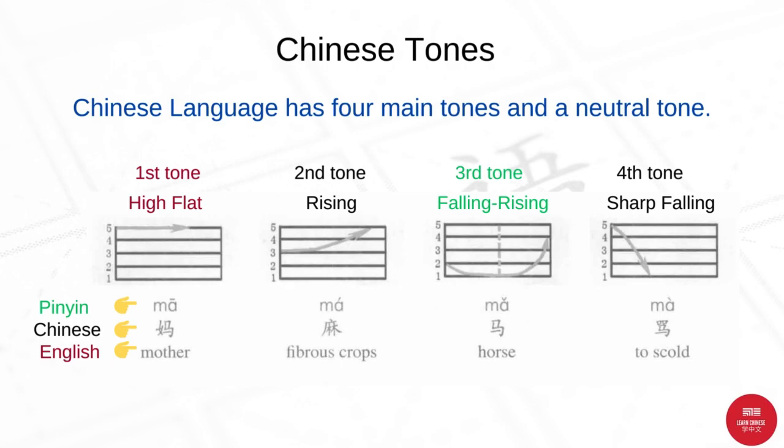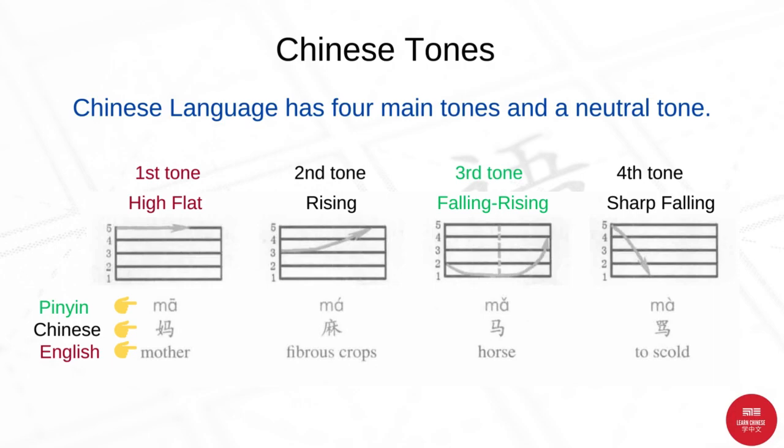Now, after these initials and finals, the sound comes with the tone. Let's see the Chinese tones. The Chinese language has four main tones and a neutral tone. Here, four diagrams represent the four tones. The first tone is known as the high flat tone. The second tone is known as the rising tone. The third tone is known as the falling-rising tone. The fourth tone is the sharp falling tone.